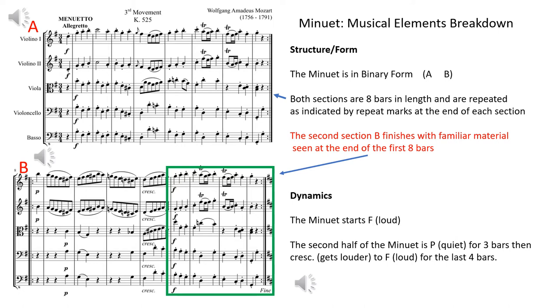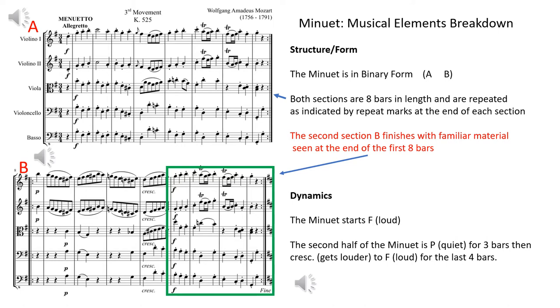Okay, let's have a listen now to the contrasting B section. As we can see, the second section, B, finishes with the same material that section A ends with. So the last 4 bars of A and the last 4 bars of B use the same material.